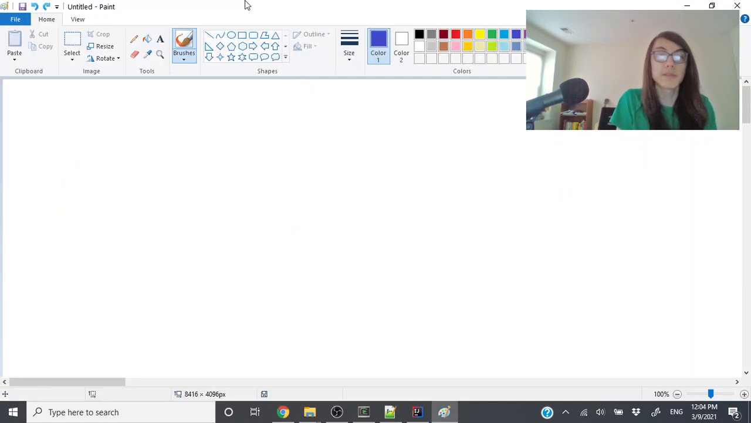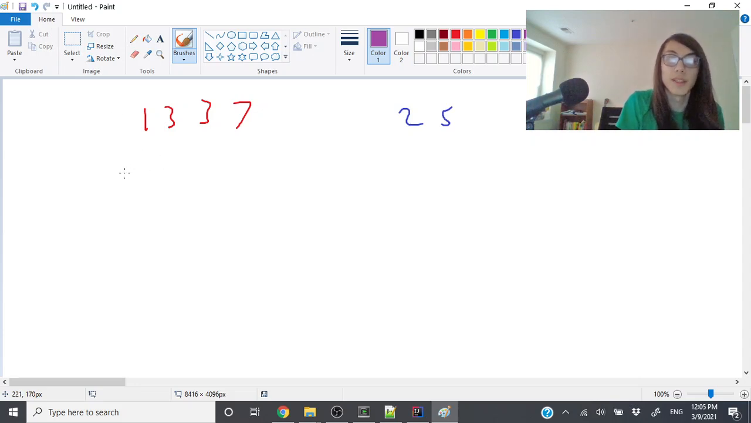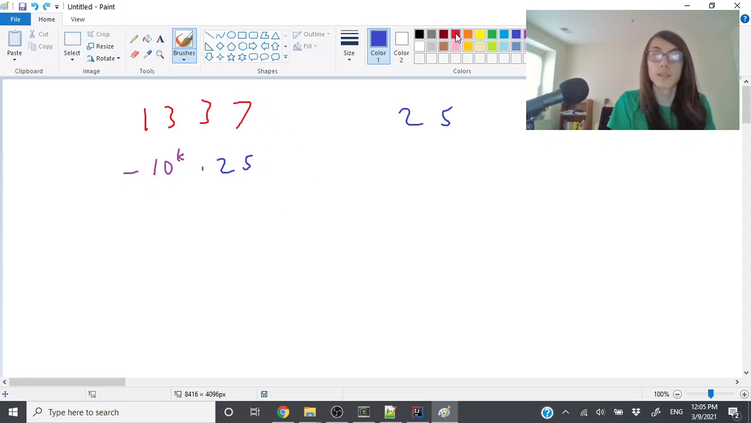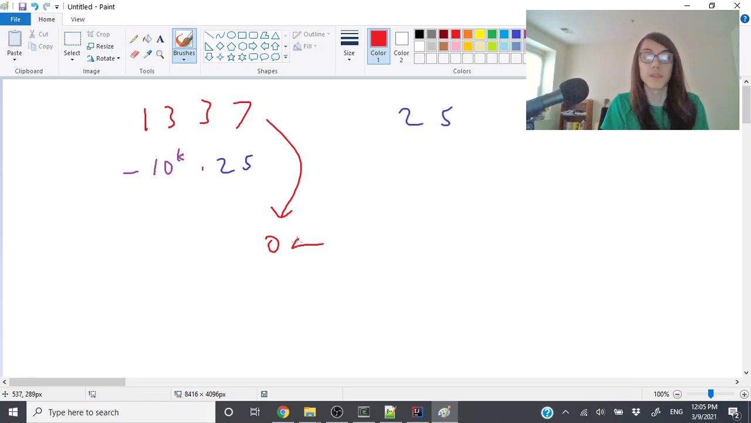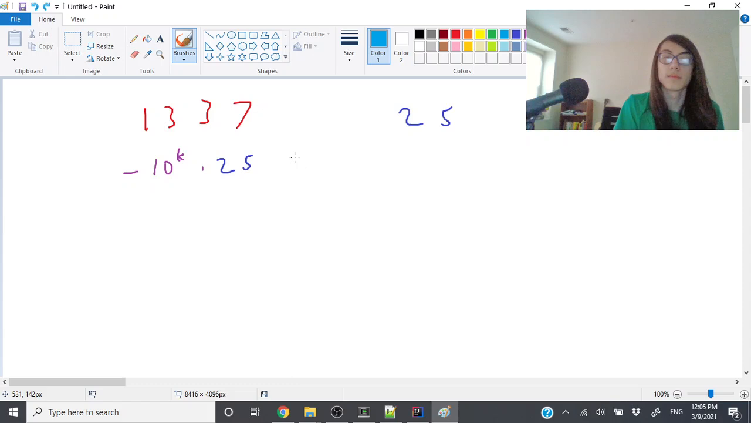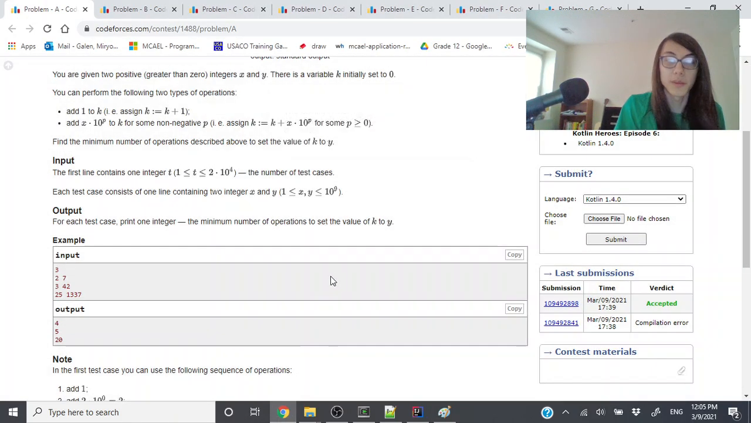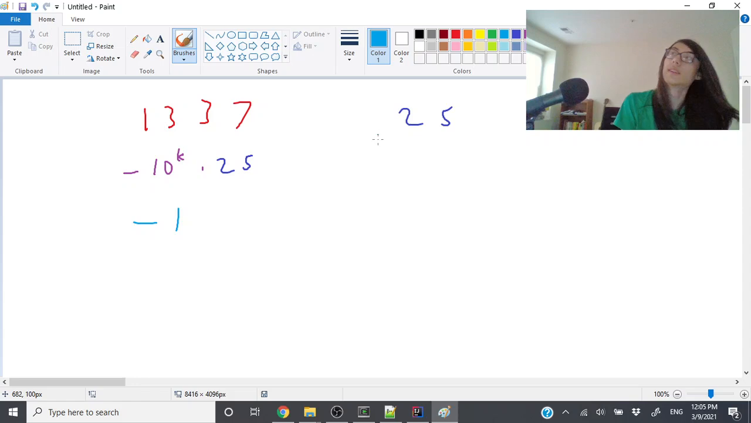So we have a value, for example, 1337, and we have another value x. And what we can do is subtract from this value any power of 10 multiplied by the value of x. And what we want to do is make this value equal to 0. Or you can add to a variable until it becomes this. Those are equivalent. And we can do that, or we can just simply subtract 1. Both of these count as one operation. We want to do as few operations as possible to get it to 0.